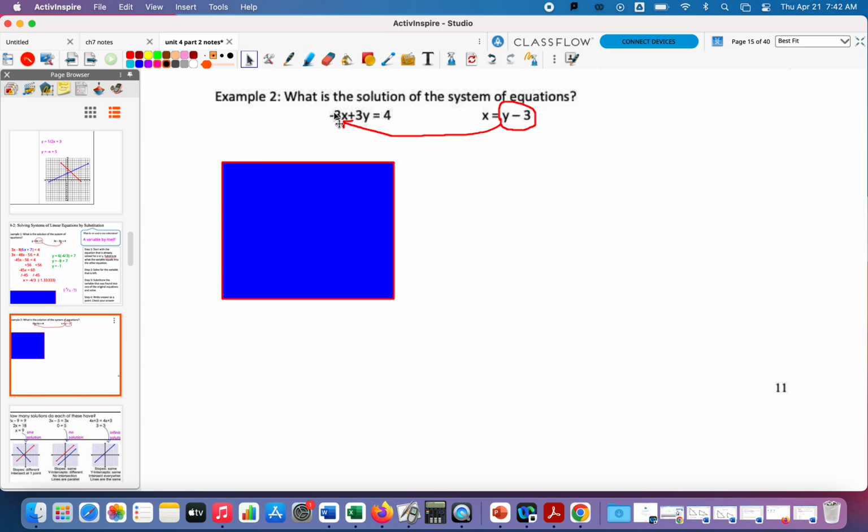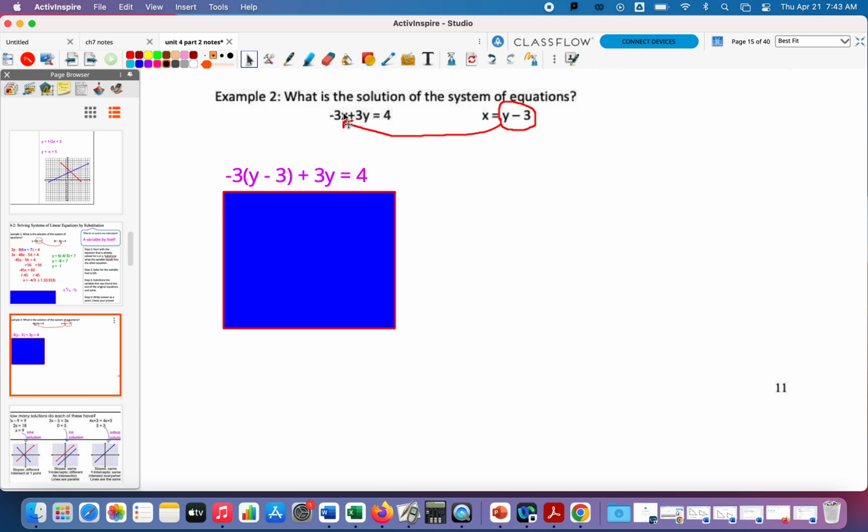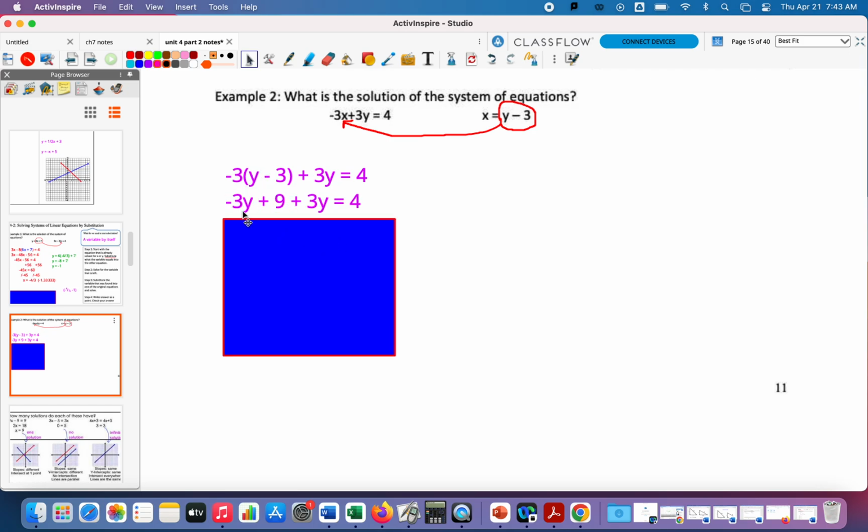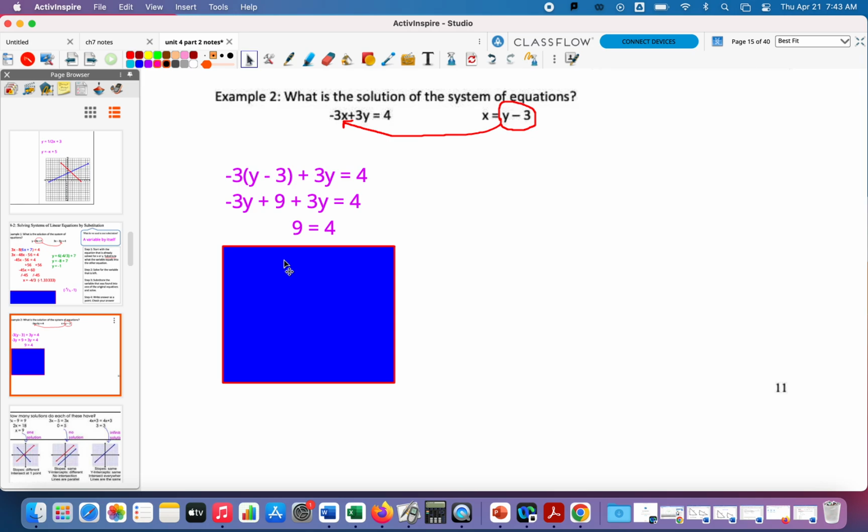So I'm going to rewrite this -3, but instead of the x, I'm going to use parentheses, and I'm going to put in y minus 3. Then I just write down the rest of the equation, plus 3y equals 4. And you solve as normal. Notice we only have y's now. So I'm going to distribute -3 times y. -3 times -3 is a plus 9. This was kind of interesting. -3y plus 3y, well, that actually is 0. So I'm only left with 9 equals 4.